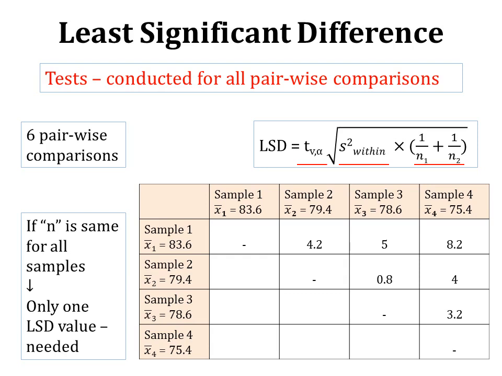But if the number of observations is the same in all of the groups, then we don't have to calculate the LSD for all these 6 pairs of means. We are going to calculate only one LSD value, and that will suffice for all of these 6 pairs, because in the formula, the only thing that differs is the number of observations in the 2 samples being compared, right? The rest of the values are going to remain the same. So your life is easy if you have an equal number of observations in all samples.